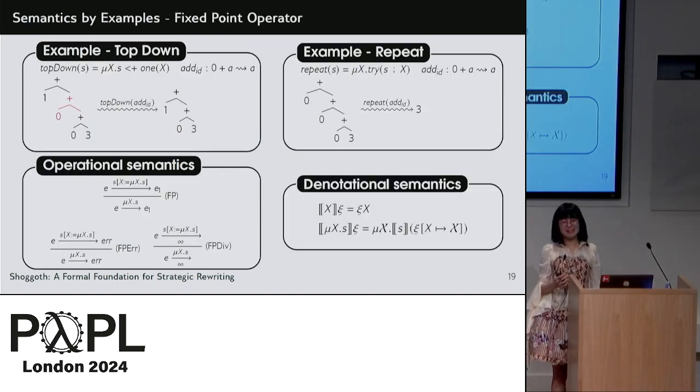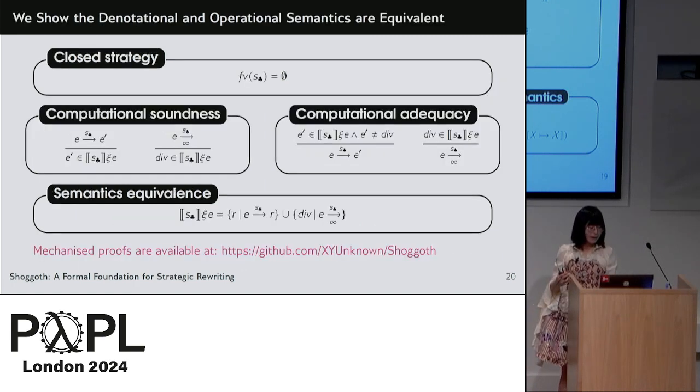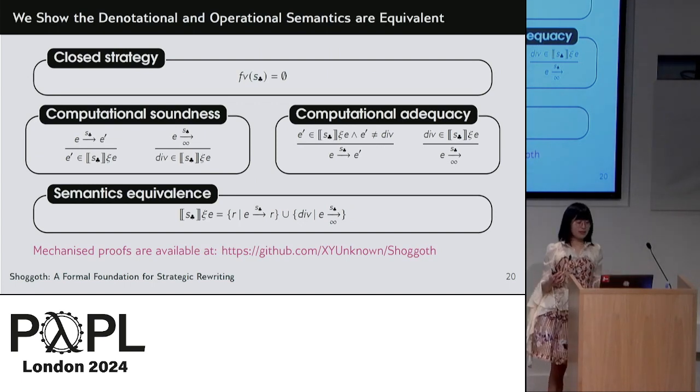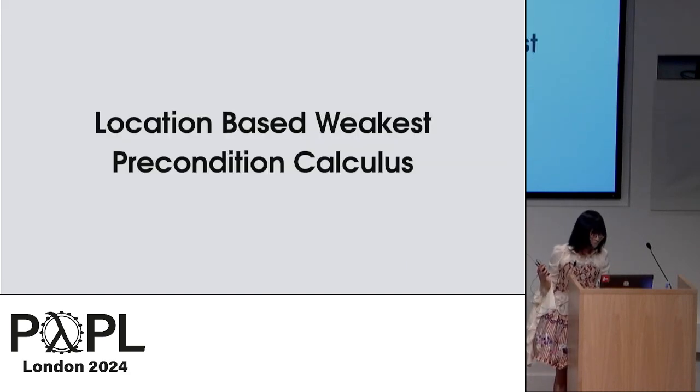And now we provide the semantics of the fixed point operator. And again, we have the operational model and also the denotational model. And we prove our denotational and operational semantics are equivalent by the computational soundness and also computational adequacy. And all the proofs are mechanized in Isabelle/HOL.